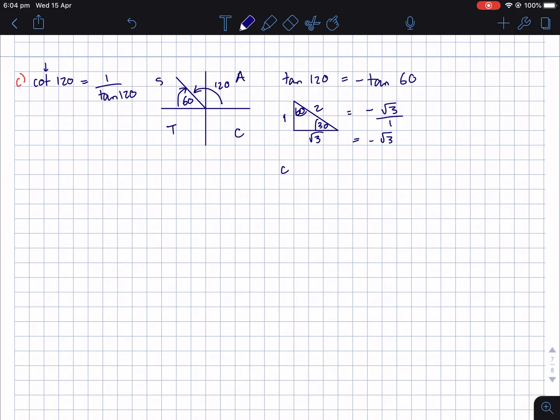Okay, so finally, cot 120 is 1 over tan 120, which means it's 1 over minus tan 60, which means it's 1 over minus root 3, which you'd probably just write as negative 1 on root 3. But if you'd left it this way, you would have still been correct, yeah?